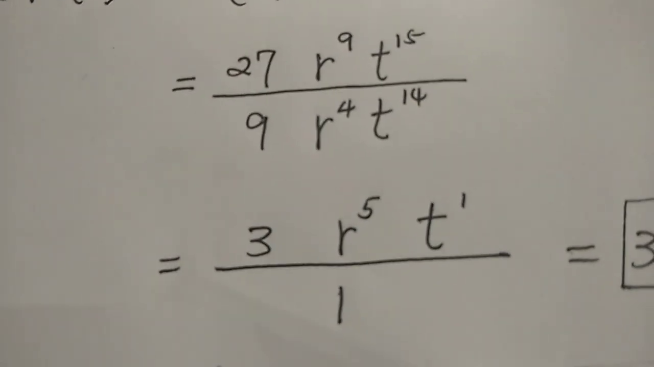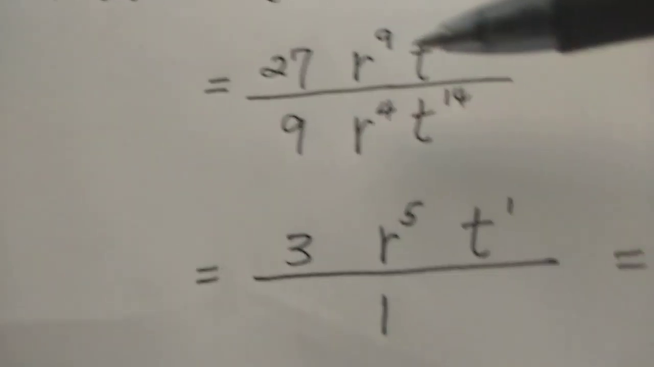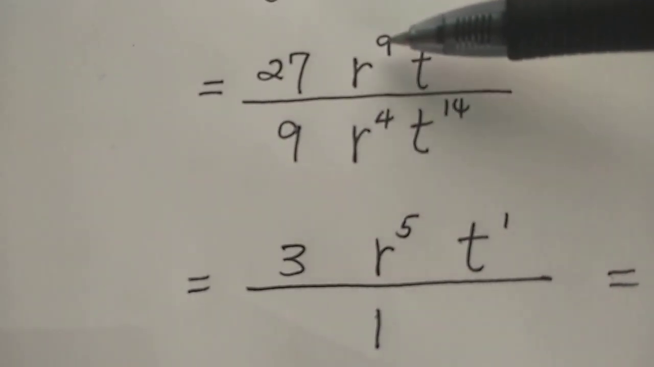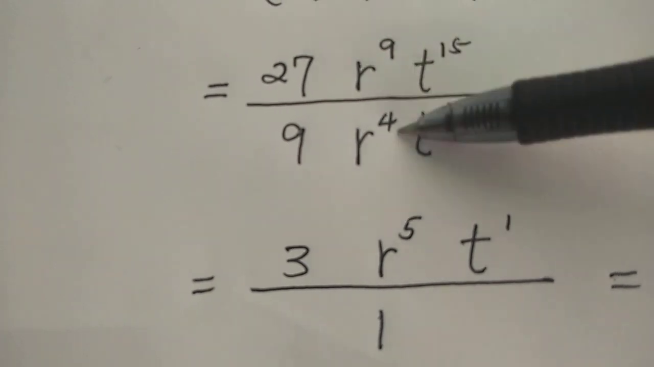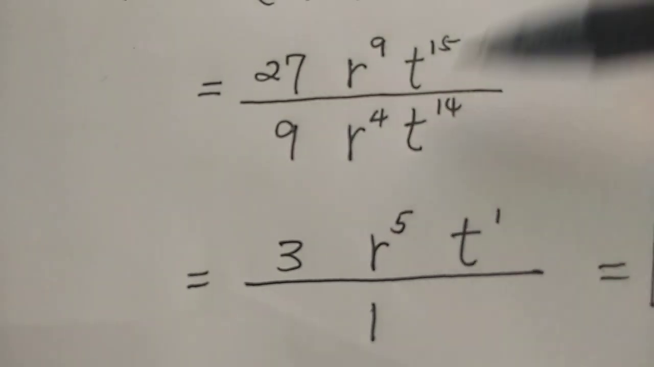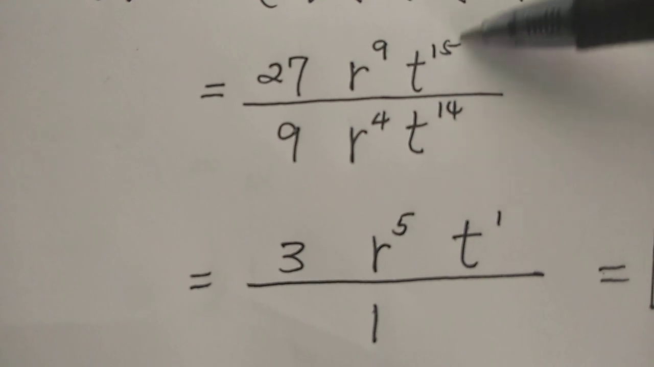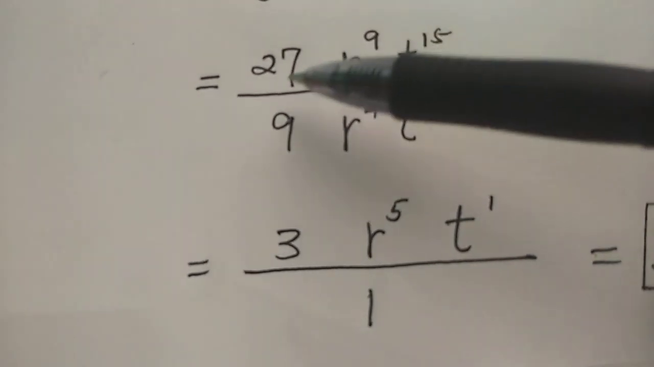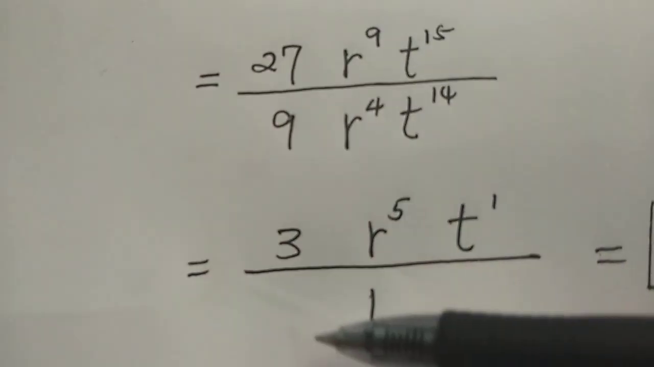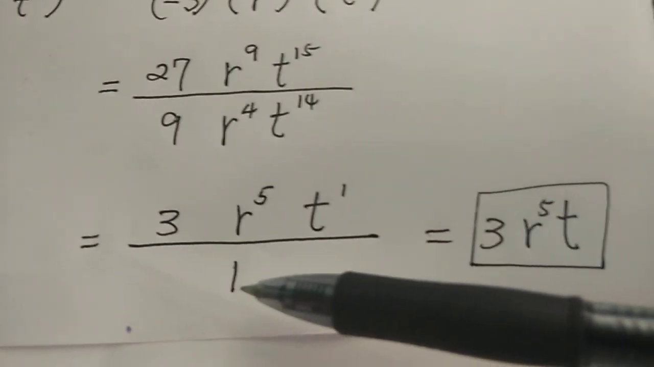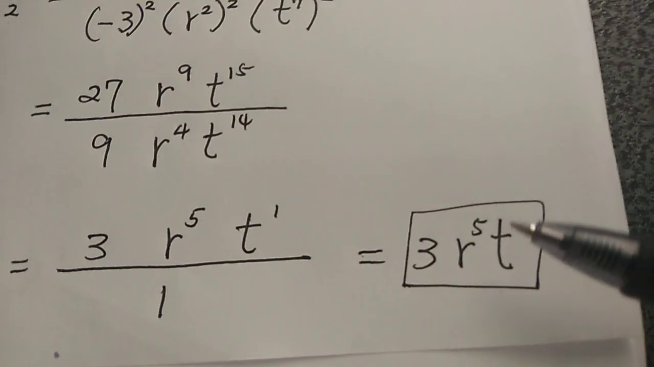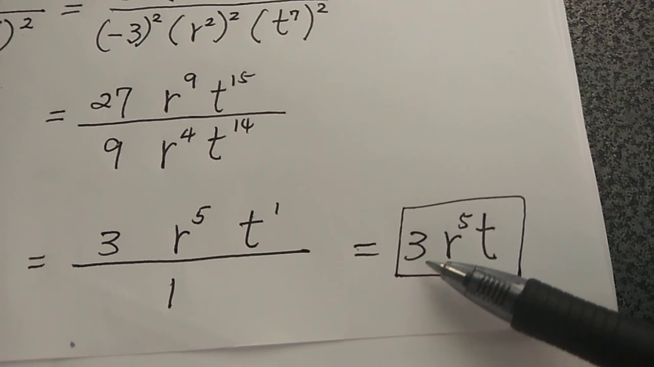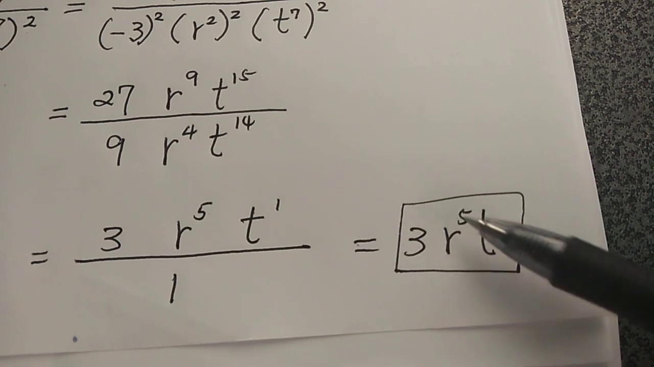So 27 over 9 becomes 3. This will give you r to the 9 minus 4, which is r to the 5th. And then for this you take 15 minus 14, you get 1. Okay, and then everything is over 1. When you simplify this, there's a 1 on the bottom, but you don't need to write 1. So your answer ends up being 3r to the 5th t.